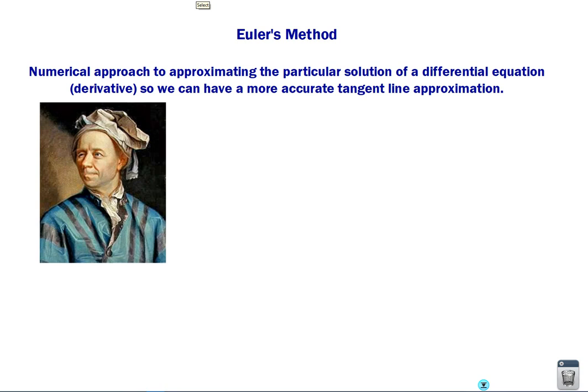I know you see this and you think, oh, his name is Euler. Nah, he's German. This is pronounced Euler. So this is a numerical approach to approximating the particular solution of a differential equation or a derivative, so we have a more accurate tangent line approximation. What? That's a lot of words. Let me show you in pictures.